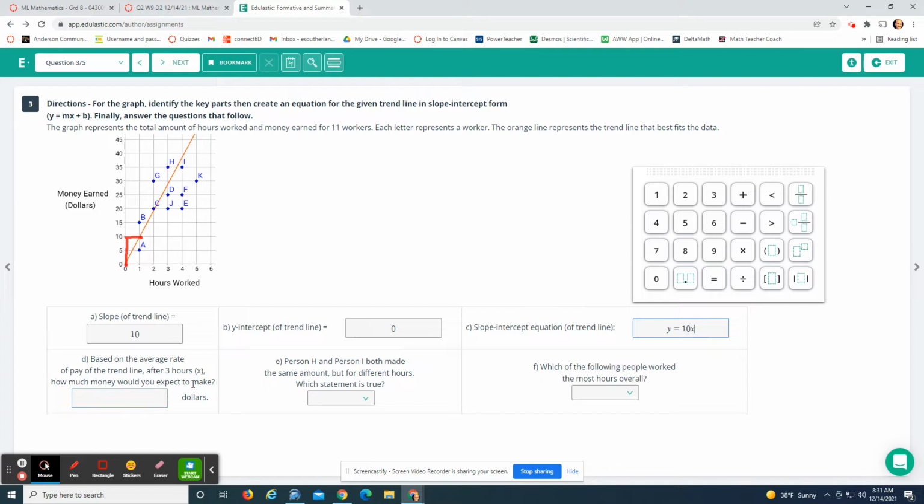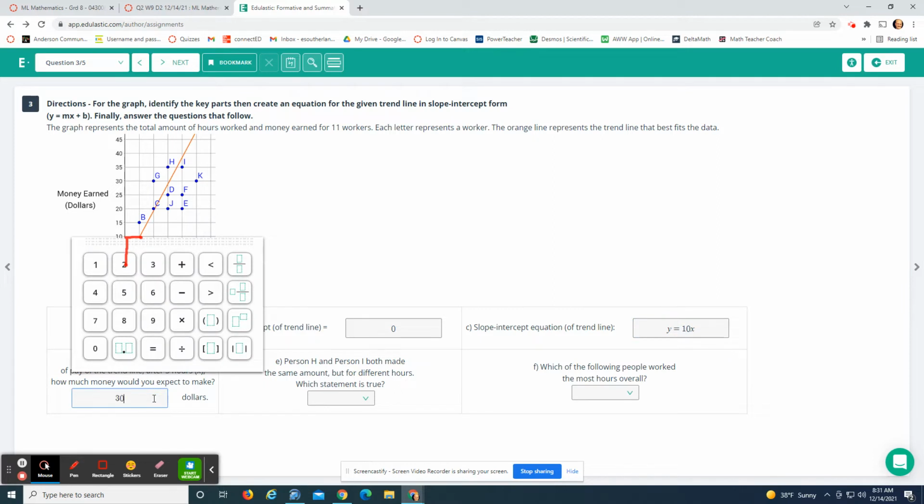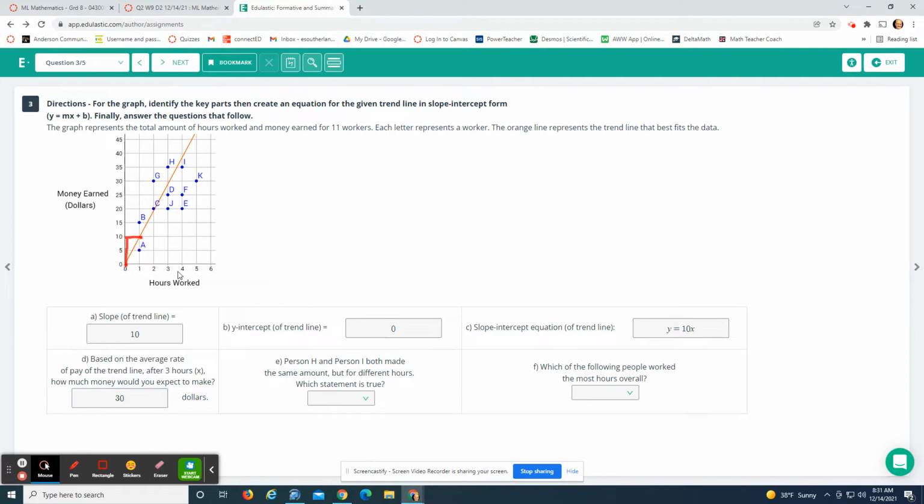And then this says, based on the average rate of pay, the trend line after 3 hours, how much money would you expect to make? There's 2 ways to do it. You could just plug in 3 for x and do 3 times 10, which would give you 30. And the other way would be to just go to 3 and see that it crosses right there at 30. Person H and I both make the same amount, but for different hours.